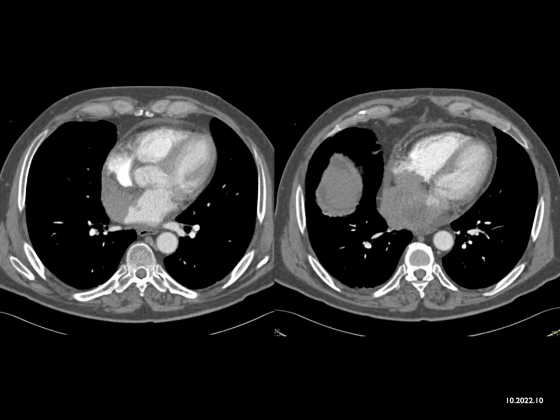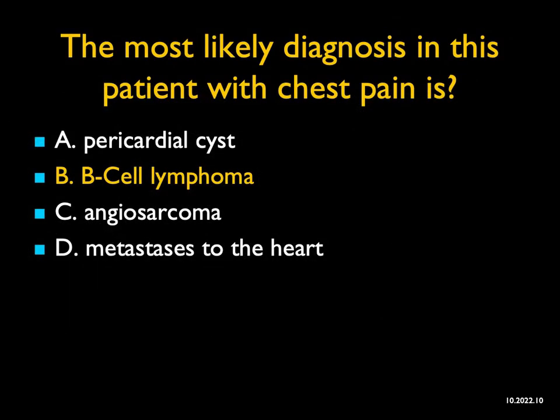Bulky, multi-chamber involvement. Oh yes, if I would have given you the abdominal CT, there was small bowel involvement as well, which made my diagnosis very easy. So the best answer here is B-cell lymphoma, though I have to admit angiosarcoma or even mets would be in the differential diagnosis pretty near the top.